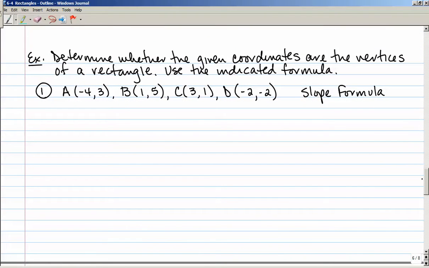Okay, this example says determine whether the given coordinates are the vertices of a rectangle and use the indicated formula. So here I have coordinates of the vertices of a quadrilateral, and I need to determine whether this is a rectangle, and we're not going to graph it and look at the picture of it. I need to use the slope formula.